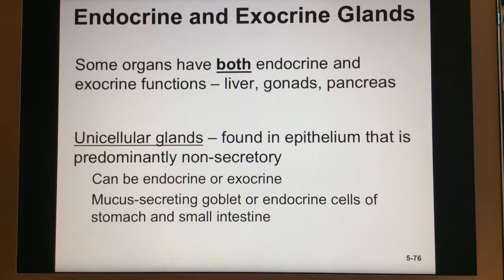And then there are some unicellular glands. So glands that are only one cell in size, and they are found in the epithelium, and that is predominantly non-secreting. But they could be endocrine or exocrine. So an example here would be those goblet cells that we saw in the tissue sample, those wine glass looking cells, and they are secreting mucus.